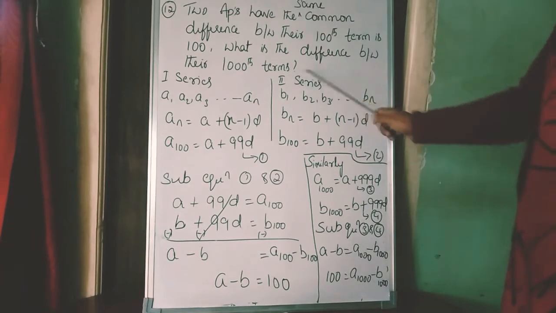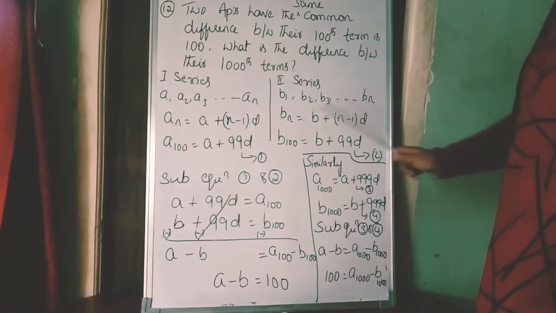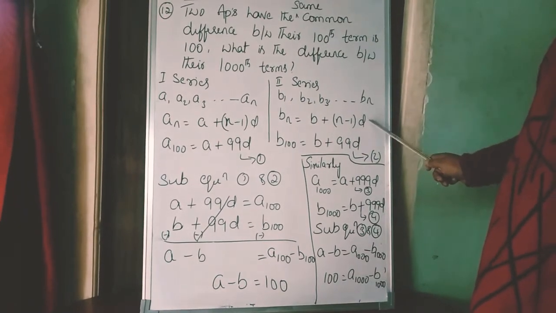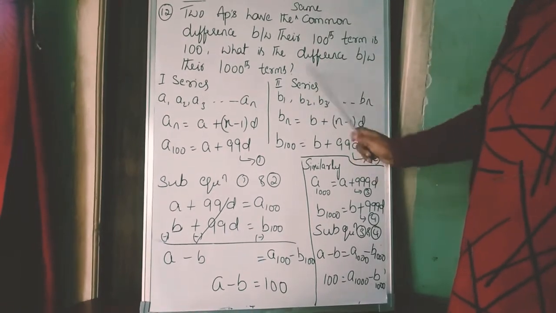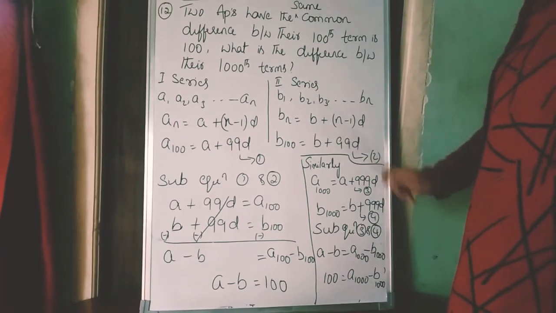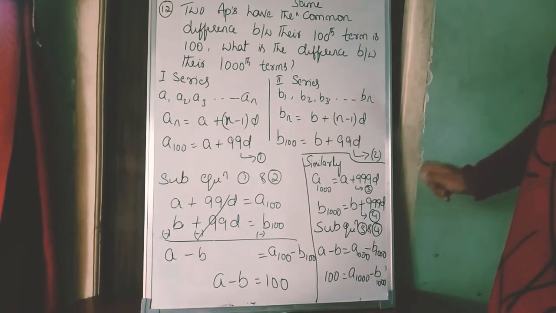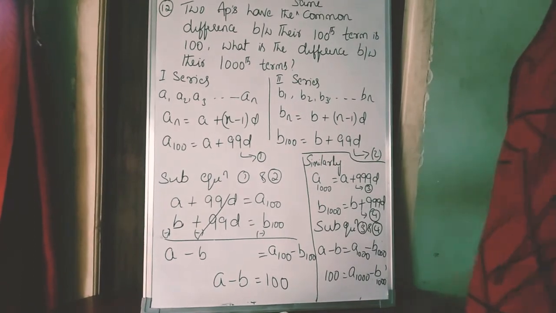Similarly, the second series is B1, B2, B3 and so on, Bn. Bn is equal to B plus (n minus 1) into D. Observe children, here instead of A, I have taken B, so the formula also is in the form of B. Now B100 is equal to B plus 99D. Take this as equation number 1 and this as equation number 2.